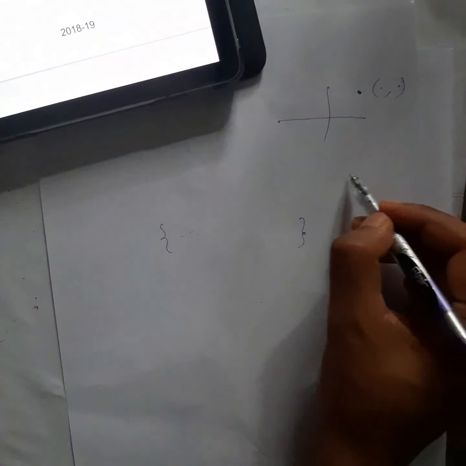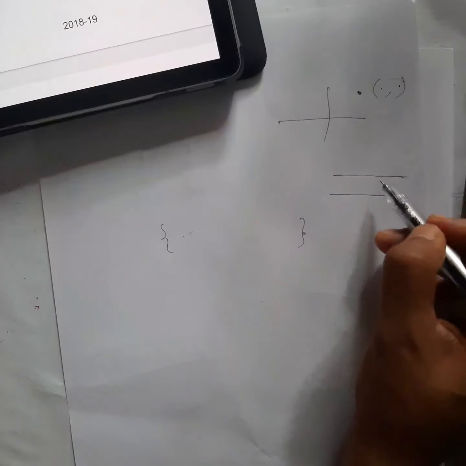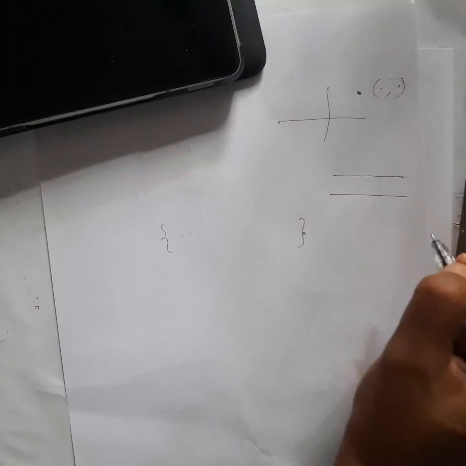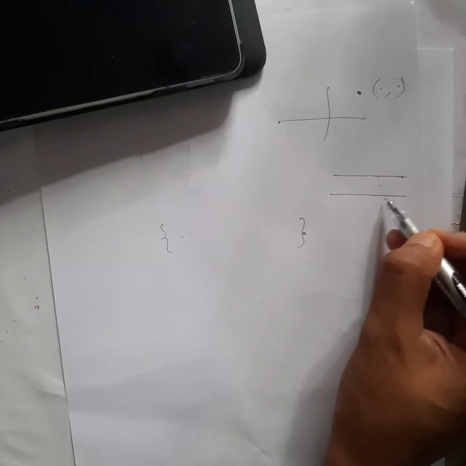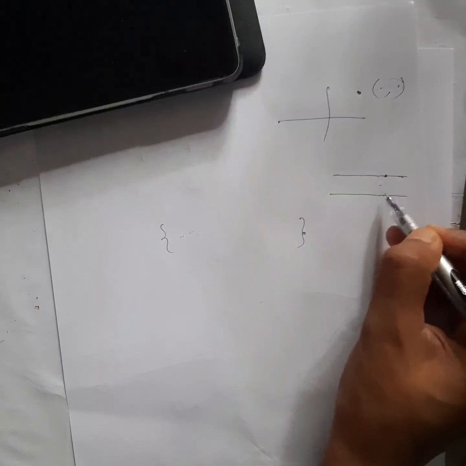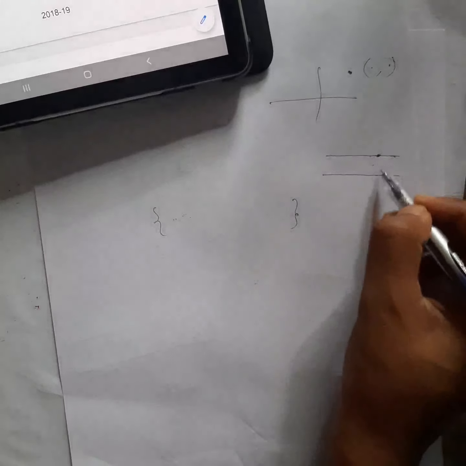Now see here, if you have two parallel lines, can you have a common point in these two parallel lines? Common point means the same point must lie here also, here also. Can you have one? Obviously no. All the points will be separated. You cannot have a common point. Obviously it will not have any common point.